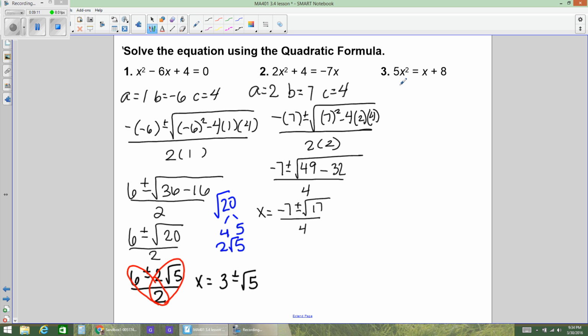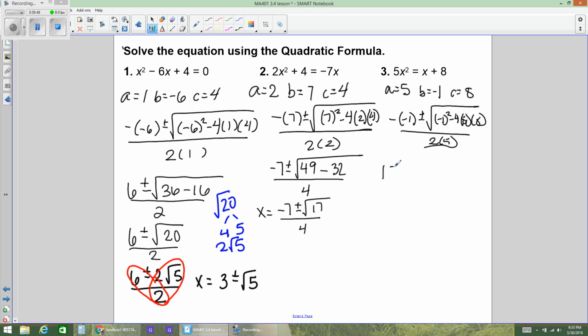Okay, over here. Standard form first means we're going to subtract over the x, subtract over the 8. So my a value is a 5. My b value is negative 1. My c value is an 8. So x equals the opposite of b plus or minus the square root of b squared minus 4ac all over 2a. See, I told you, I sing it to myself every time. Get it written in there.